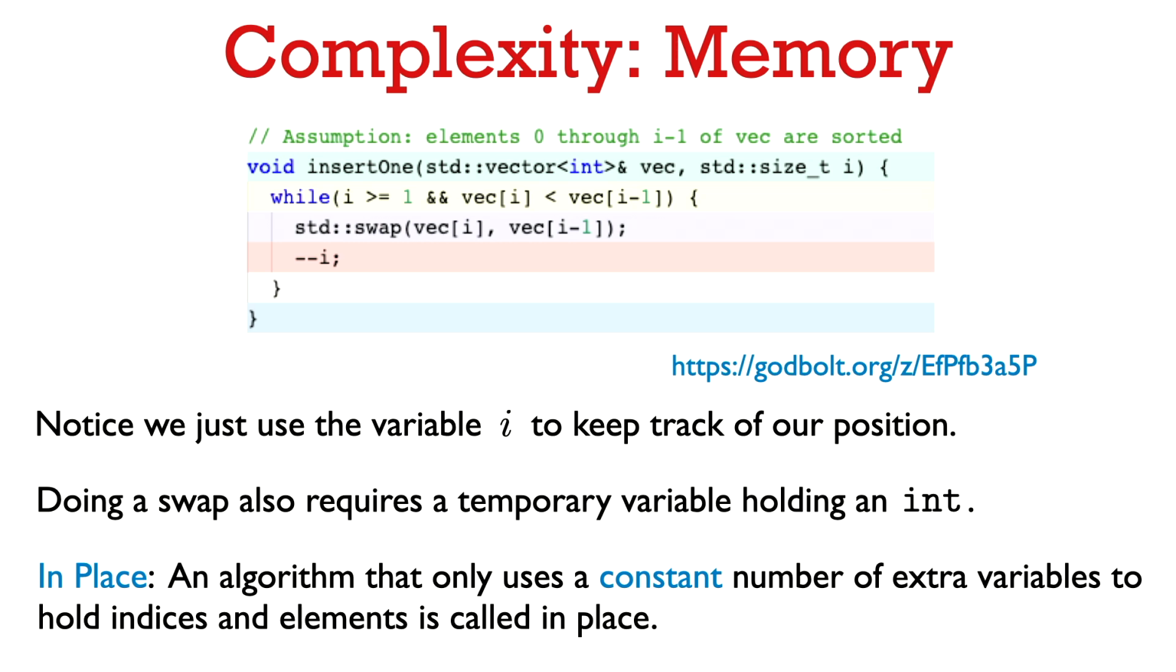Let's look at the memory used by this program. Apart from the original vector, we just have the index variable I, and behind the scenes when we do the swap operation, we need to use a temporary variable to hold an int while we do the swap. An algorithm that just uses a constant number of extra variables to hold indices and elements, in addition to the memory for the original input vector, is called in-place. So this algorithm here is an in-place algorithm. Whether or not a sorting algorithm is in place is another important property to look for.